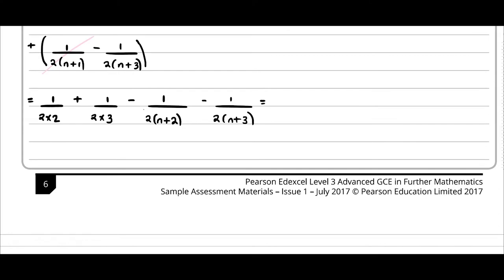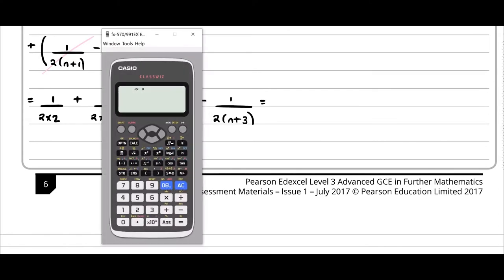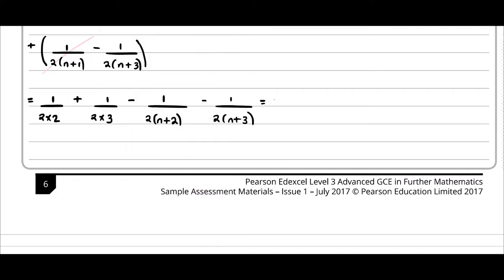So, 1 over 2 times by 2, that's a quarter. And then we add on 1 over 6. We end up with 5 over 12. So we have 5 over 12 minus 1 over 2 lots of n plus 2 minus 1 over 2 lots of n plus 3. And we can write these terms with a common denominator, first of all, by changing this into a number 12 at the bottom.